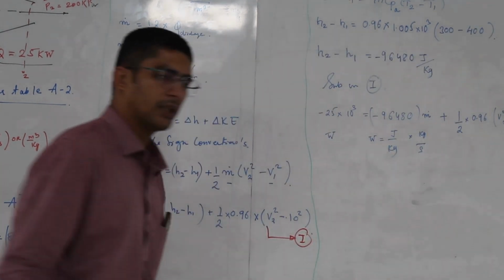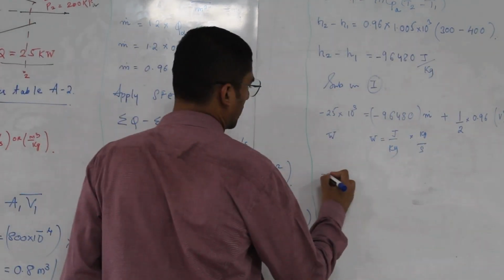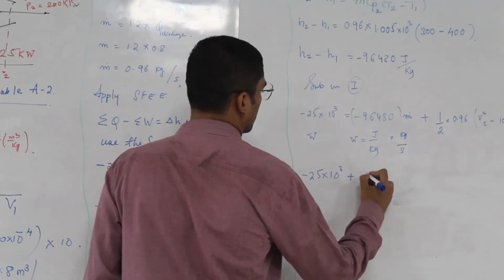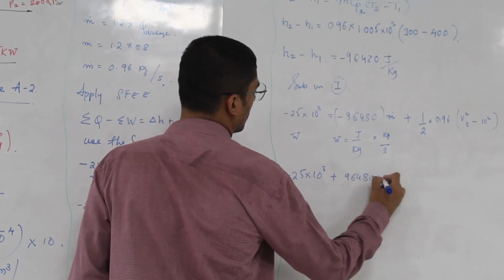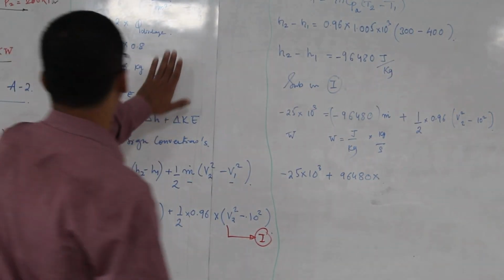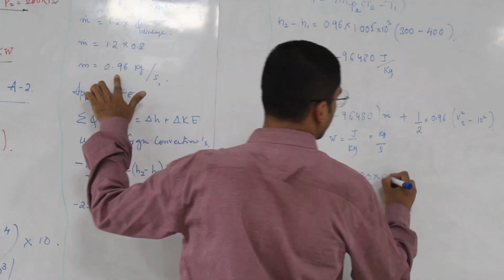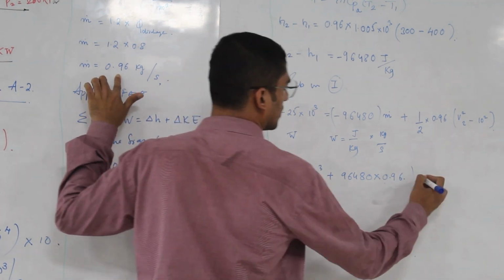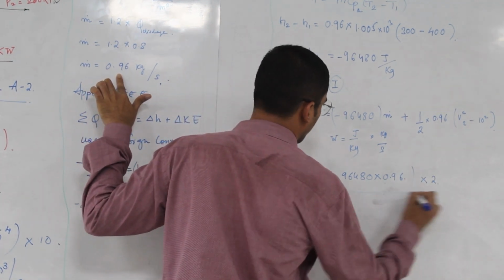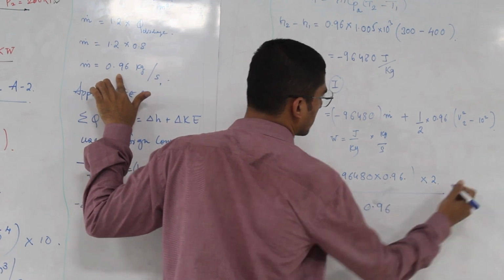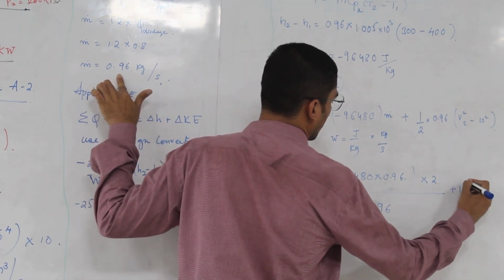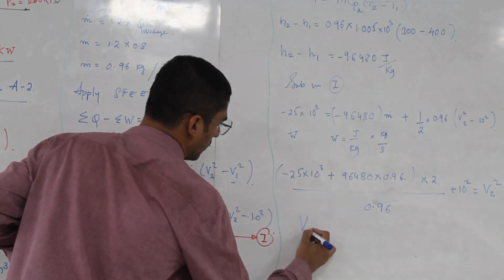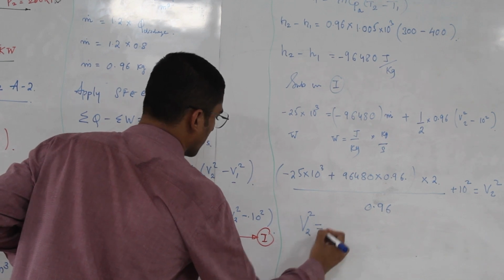Now I'll put in all the mathematical parameters which are known. So it is minus 25 into 10 to the power 3 plus 96480 multiplied by m dot, which is 0.96, this bracket multiplied by 2 divided by 0.96 plus 10 square is equal to V2 square. So tell me the value of V2 square first and then V2.